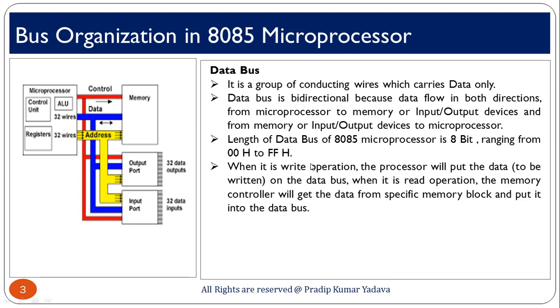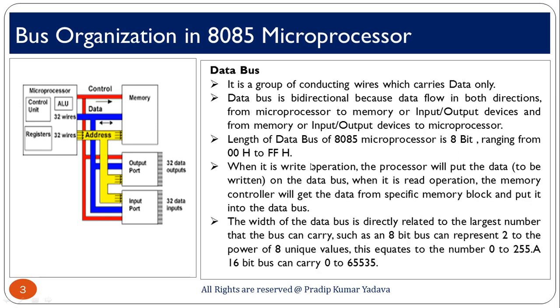And here you can find that when you are going to do a write operation, the processor will put the data on the data bus. When you are going to view the data, that data will be fetched from the specific memory and then put on the data bus, and then you can view it. So this is the operation of the data bus.